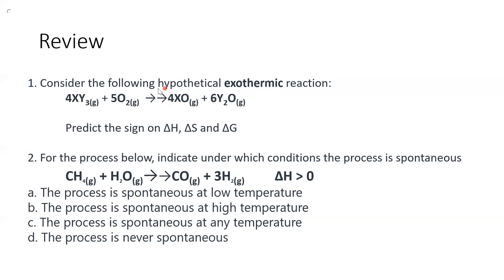Now, I don't know why there are two arrows here. That's just a typo. So let's look at the second one. And again, I don't know why there are two arrows here. So delta H is positive. Okay, if delta H is positive, what does that tell us about this reaction? It's endothermic. Good. Delta H is a positive value.